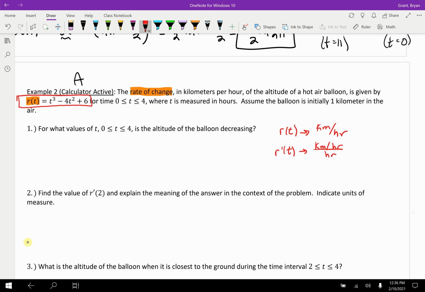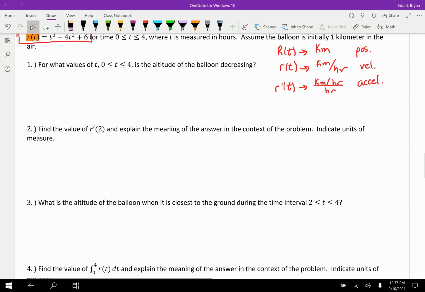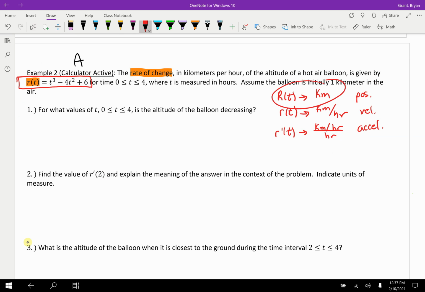If I took the antiderivative, and I'll notate that as capital R of t, then our antiderivative is going to lose one of those units, and instead of kilometers per hour, we are just going to be back to kilometers. And maybe you could interpret this as our position, our velocity, and our acceleration. I like those units just so when we go through here and they say, what's r prime of 2? We already have those units, right? If they ask about what is the altitude, oh, that's a position, and so we know what we need to do. So let's go ahead and get started.